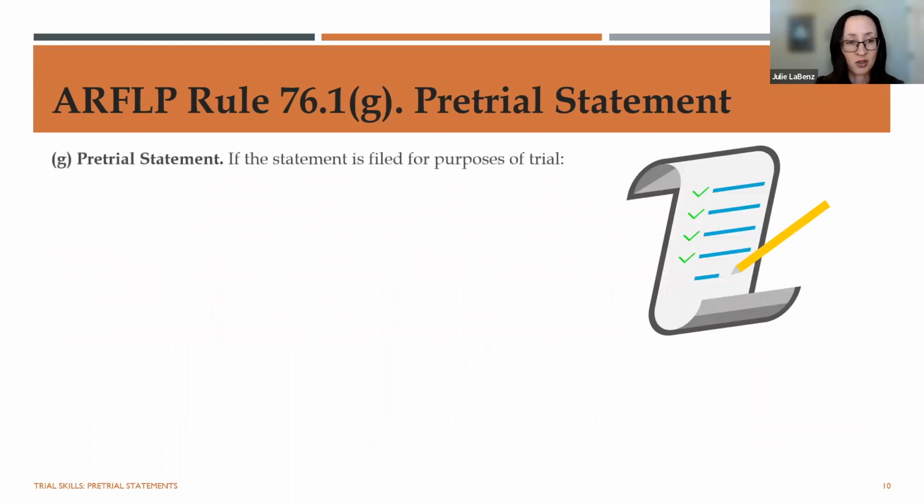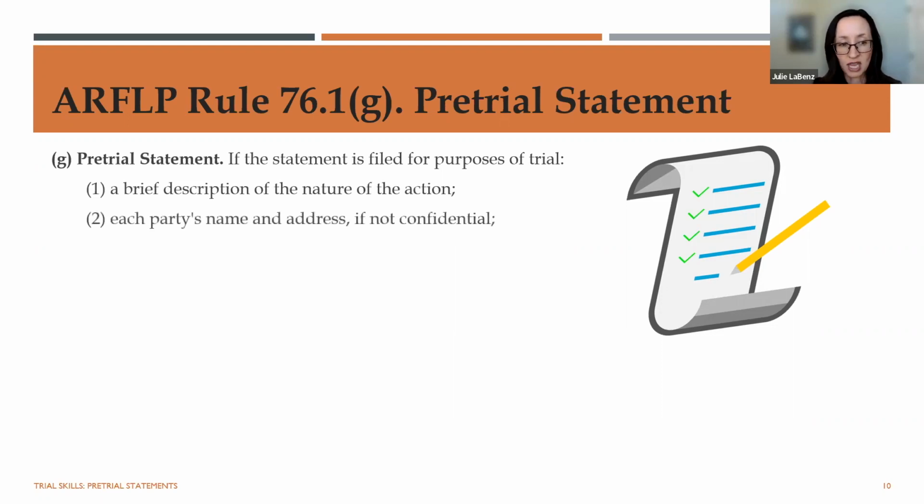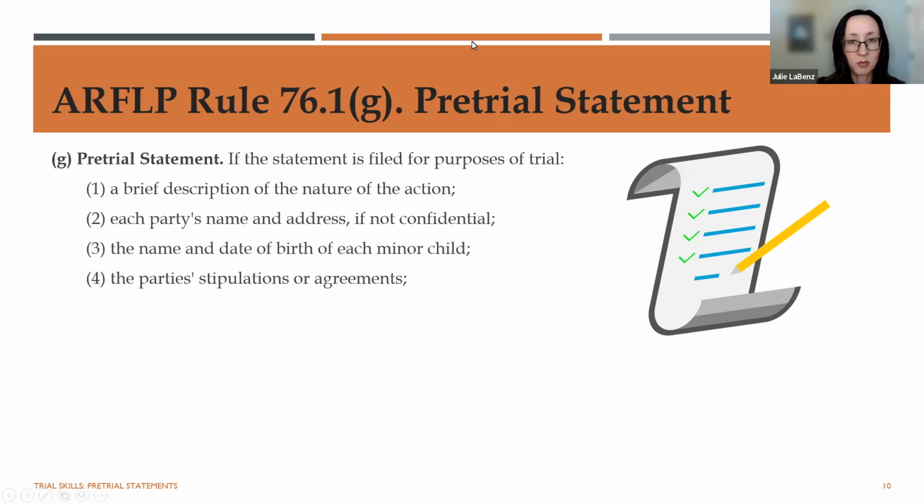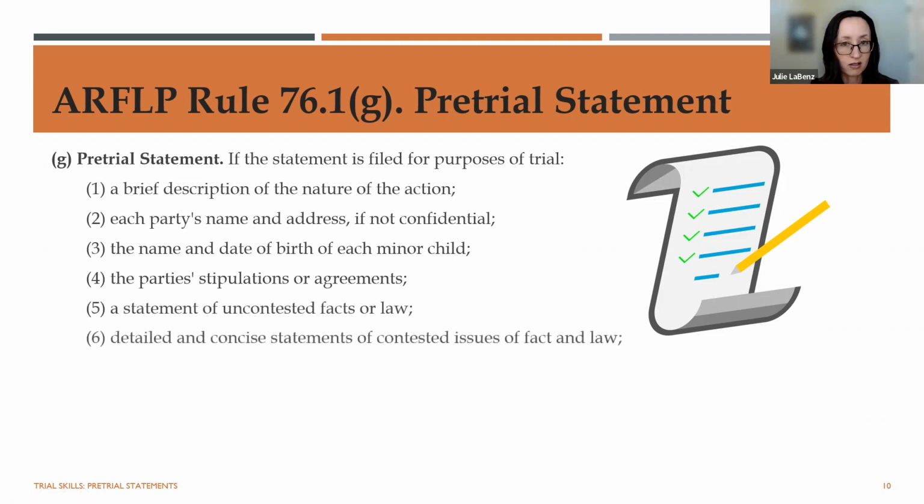Okay, the pretrial statement. So this is subsection D. And if you're required to do a pretrial statement, this is what needs to be included in it. Number 1, a brief description of the nature of the action. Number 2, each party's name and address, if not confidential. Number 3, the name and date of birth of each minor child. The parties' stipulations or agreements. A statement of uncontested facts or law. Detailed and concise statements of contested issues of facts and law. A position on each contested issue.